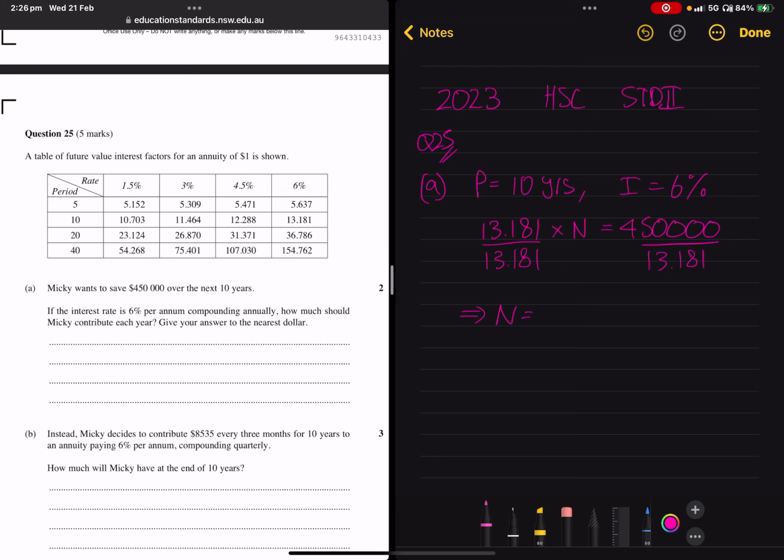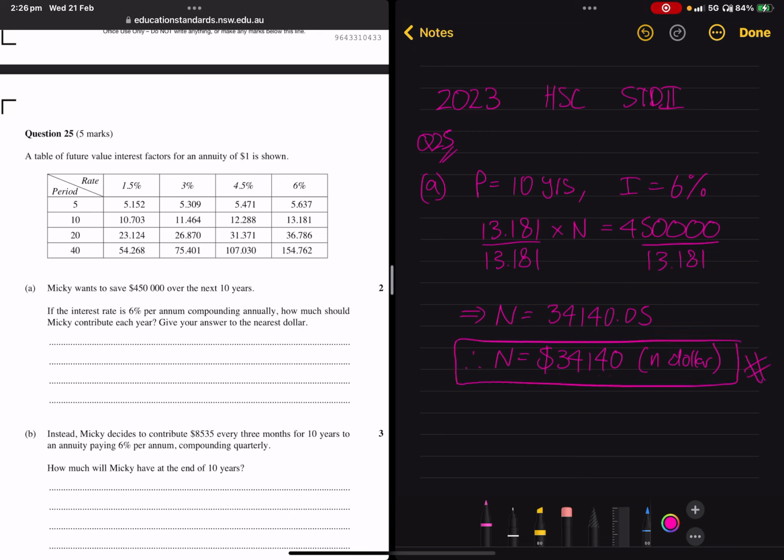13.181. My calculator tells me that this is 34,140.05. So $34,140.05. Give your answer to the nearest dollar. So therefore the number of dollars is going to be 34,140 to the nearest dollar. So this is the answer to part A.